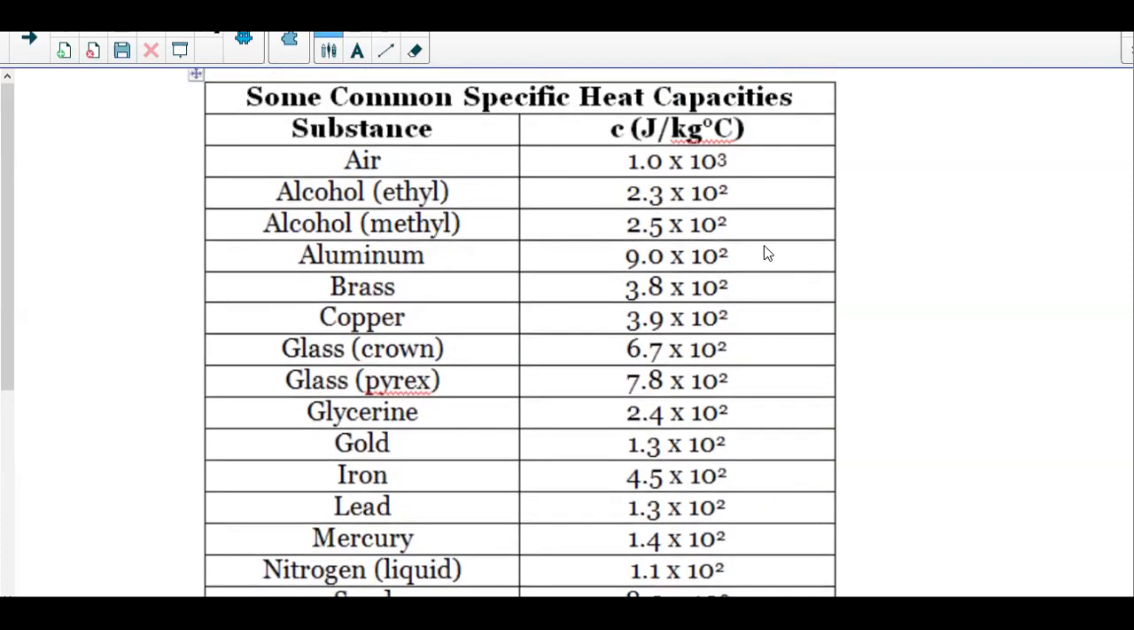But you can take a look down this list. You'll see that most of these numbers for the 2 alcohols that are on here, aluminum, brass, copper, the 2 types of glass, they're all in the 100s for how much energy is needed for every kilogram of substance just to go up by 1 degree Celsius. So that's again what these units mean. How much energy is needed. So if I had copper, for instance, I would need 390 joules of energy just to change the temperature of 1 degree Celsius for every kilogram of substance that I have.